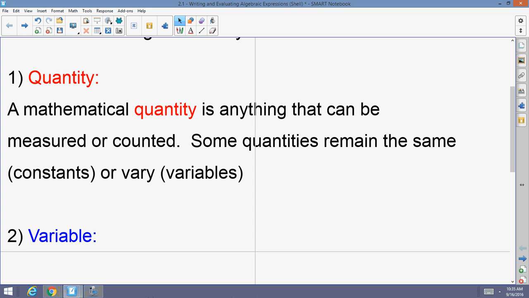For example, the number of slices in a pizza, that's a quantity. The number of shoes that you have in your closet, that's a quantity. The number of students in my room right now, that's a quantity. Correct, 5 slices of pizza is a quantity. Very good. The number of classes that you have, that's a quantity. Anything that can be counted or measured, okay?